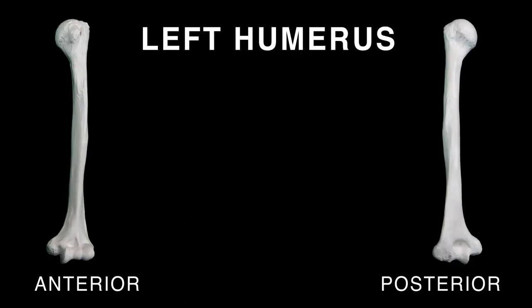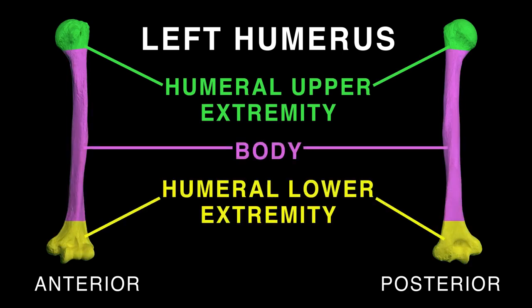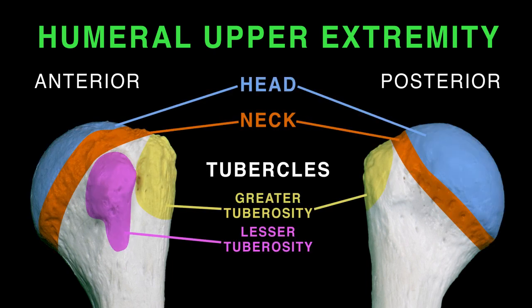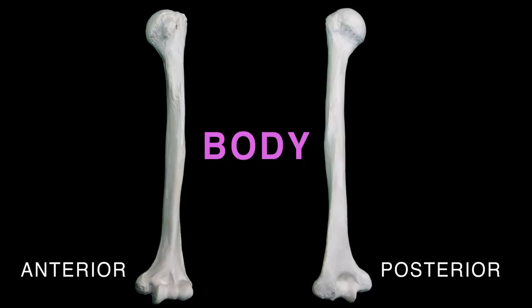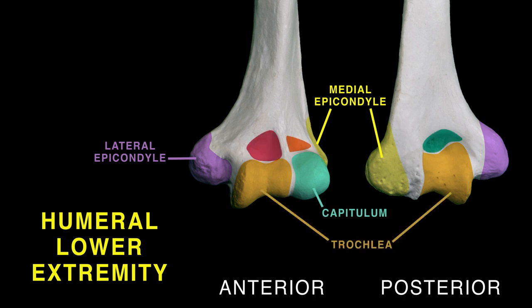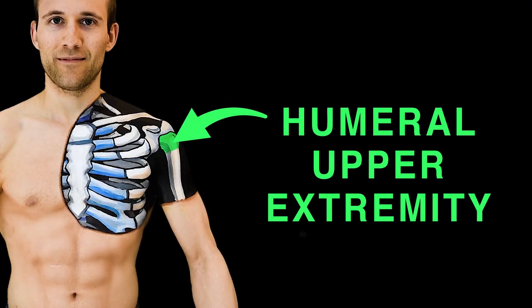The humerus can be divided into three sections: the humeral upper extremity, the body, and the lower extremity. The upper extremity has a rounded head, a narrow neck, and two projections called tubercles, or tuberosities. The body of the humerus is fairly cylindrical in the upper half, and more prismatic and flattened in the lower portion. The lower extremity has two epicondyles, two processes, the trochlea and capitulum, and three fossae, the radial fossa, coronoid fossa, and olecranon fossa. Let's discuss the humeral upper extremity first.